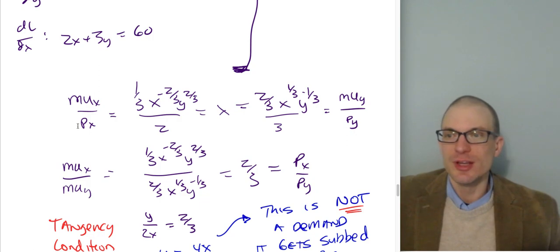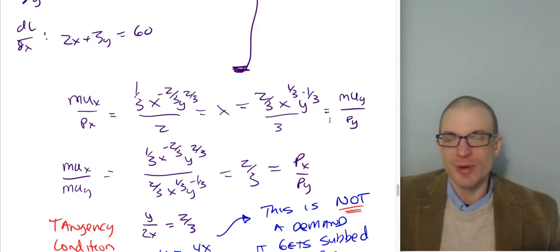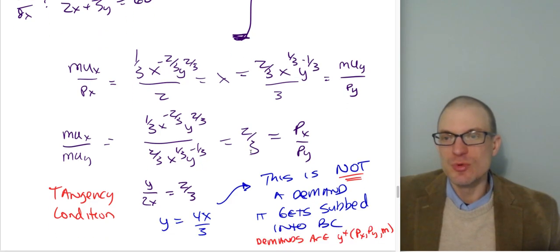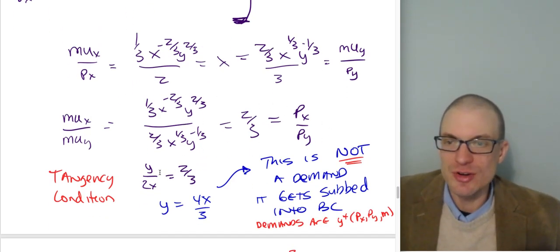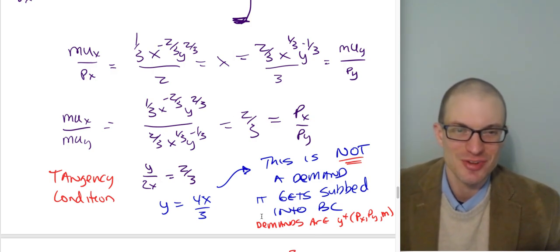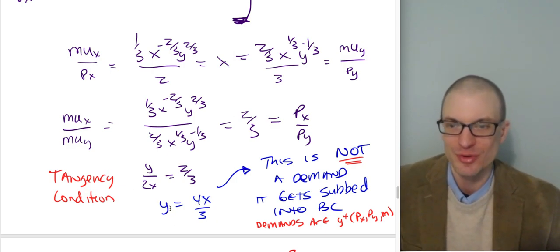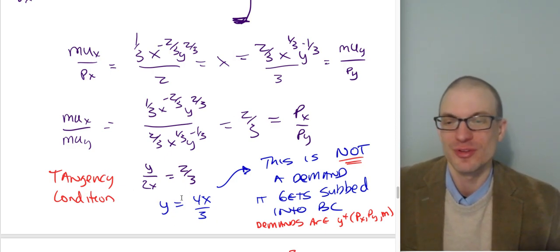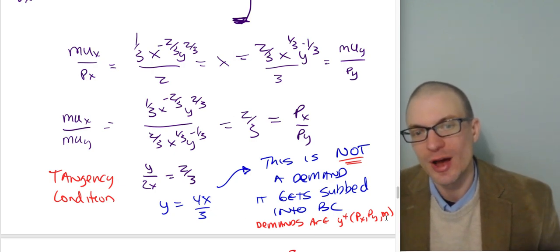This is familiar. This is our bang for your buck condition, right? This is literally the marginal utility of X divided by the price of good X, literally the marginal utility of Y divided by the price of good Y. Set these equal, and then solving, this gives us our tangency condition. And my comment here is that this is not a demand. This is something that gets substituted into the budget constraint. This is the tangency condition after I clean this up. This is not my demand for good Y, nor is it my demand for good X. We're not done. The demands are of the form PX, PY, and income.